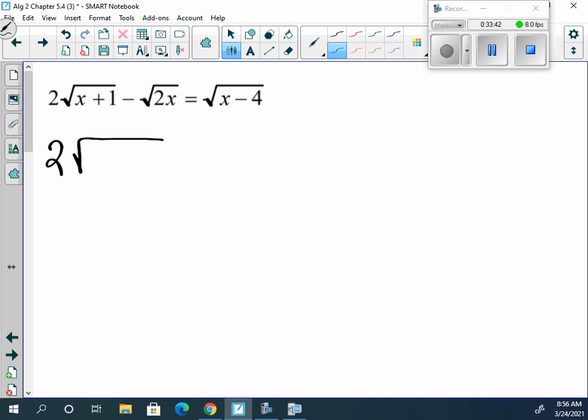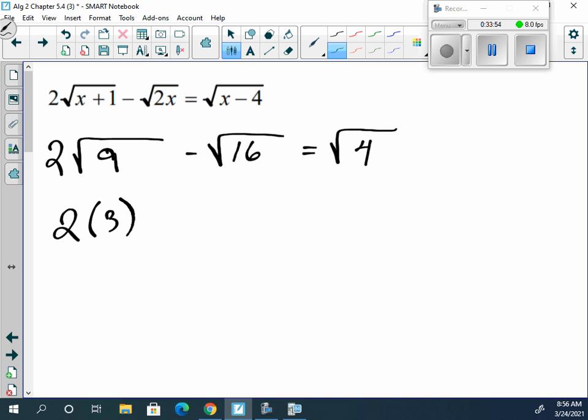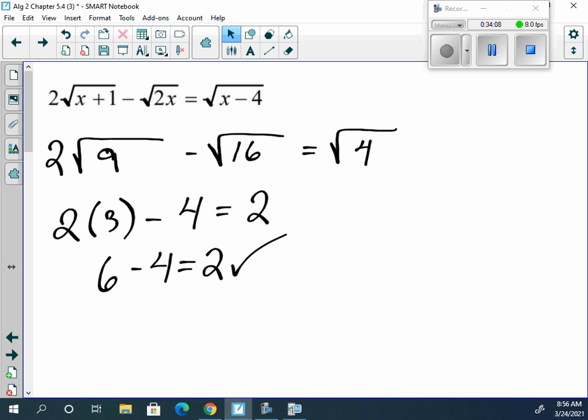because even if we checked it, 8 plus 1 is 9. 2 times 8 is 16. And 8 minus 4 is 4. Square root of 9 is 3. Square root of 16 is 4. Square root of 4 is 2. 2 times 3 is 6. Minus 4 is 2. And that's it. Questions on that there?